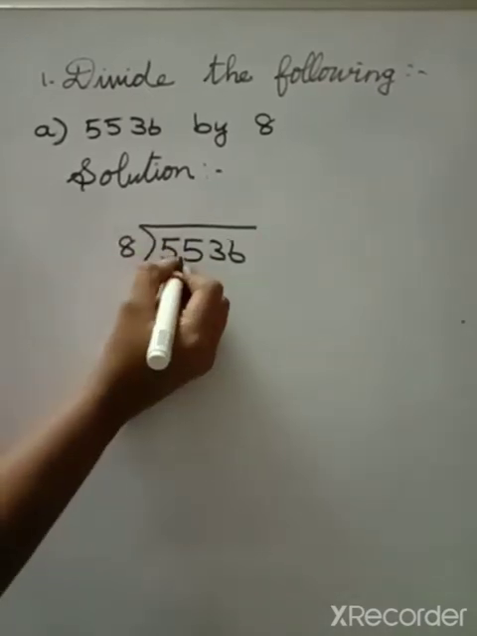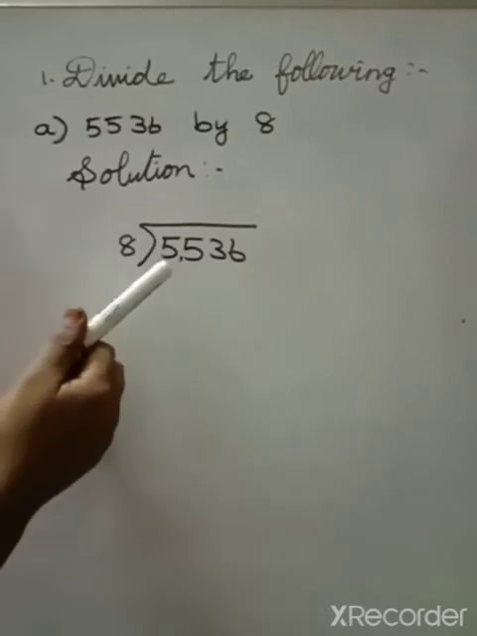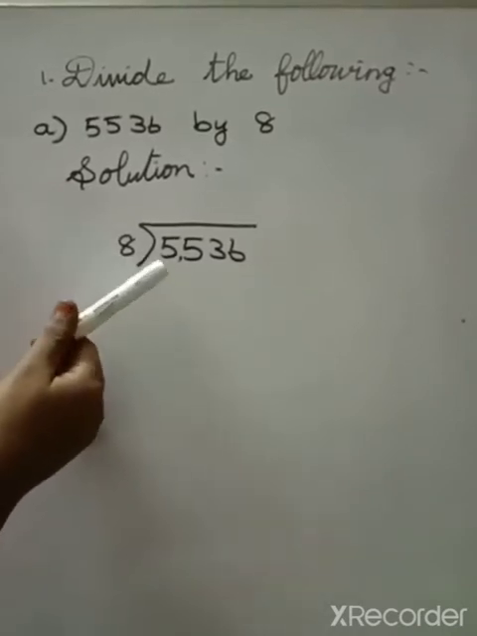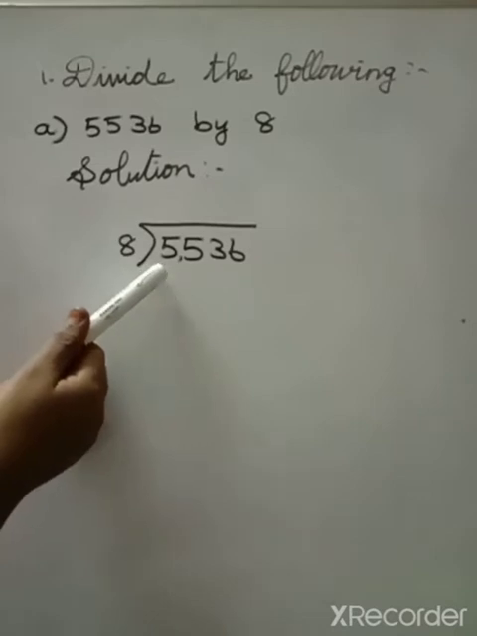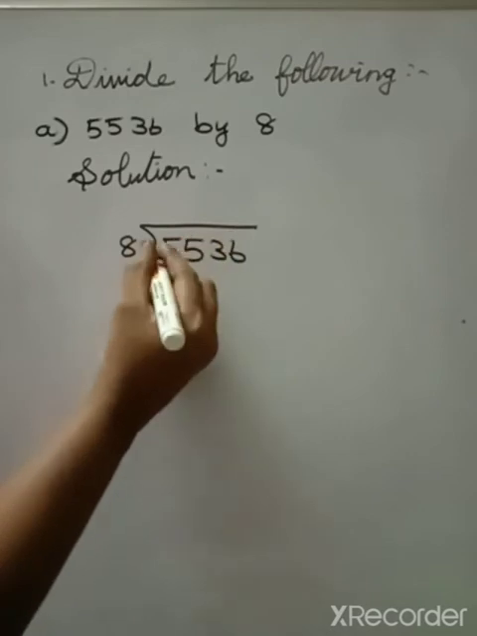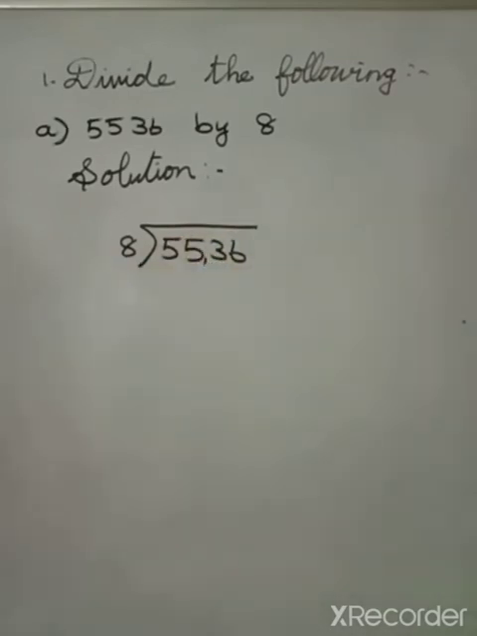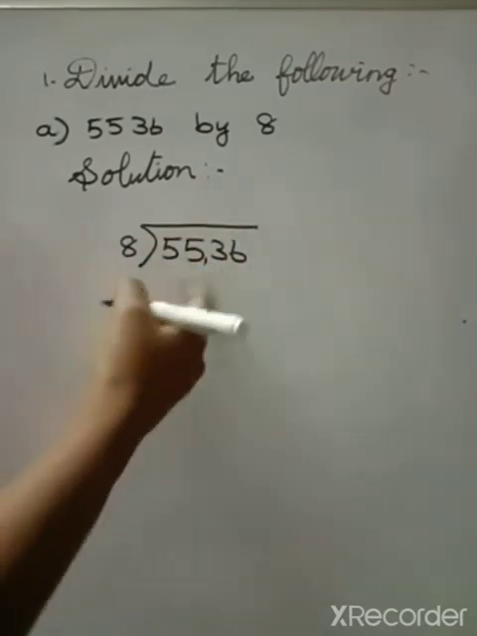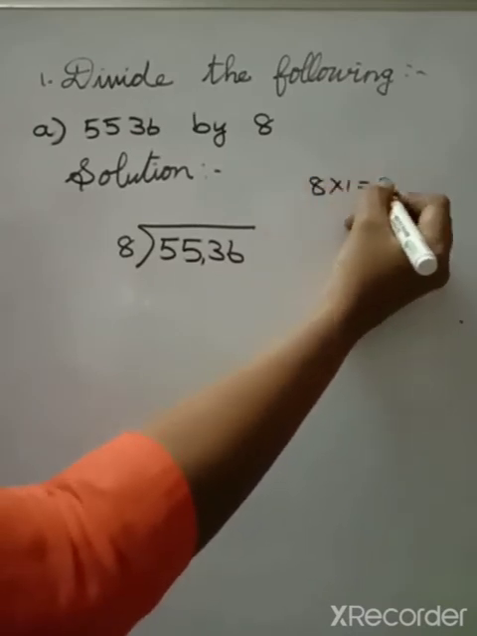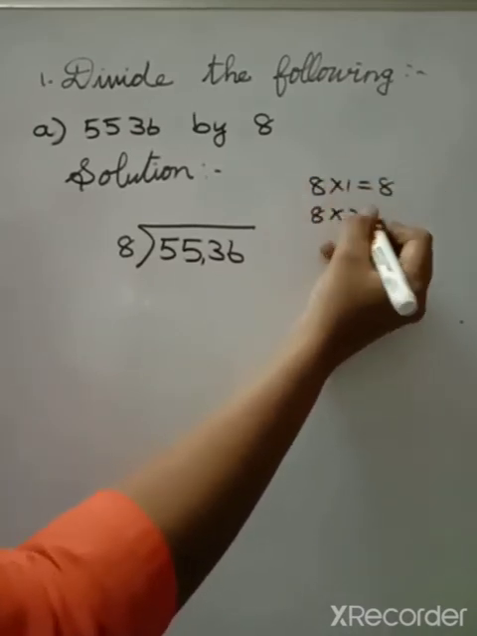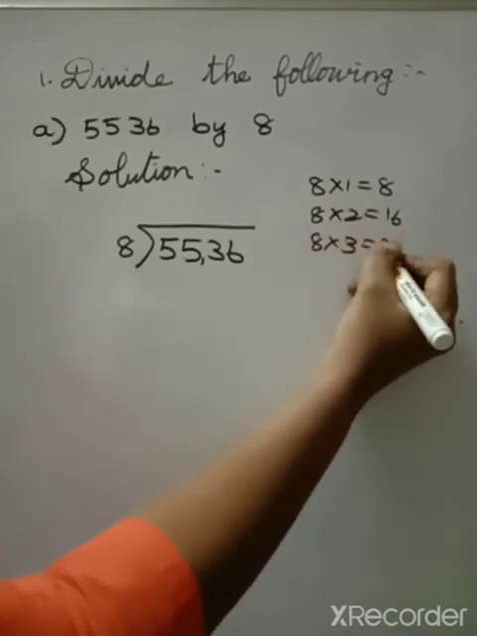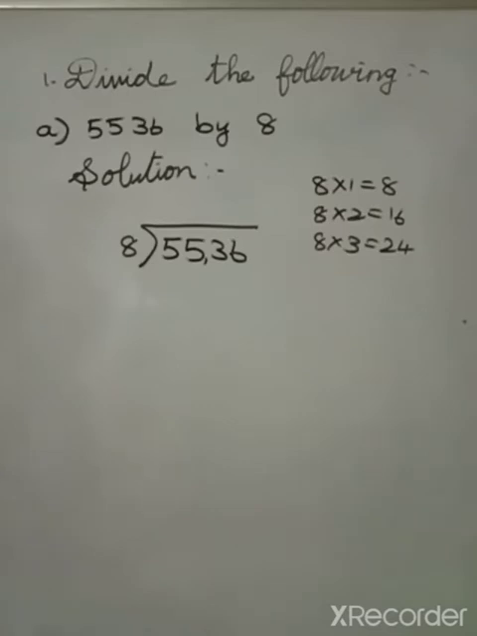Now see here, first take the first number. I told you the first number should be bigger than the divisor. So here it is bigger or smaller? It is smaller. So what you have to do? You have to take both the numbers. Okay? So you have to take both the numbers. And I told you tables you should be very, very thorough, isn't it? So 8 ones are 8, 8 twos are 16, 8 threes are 24.